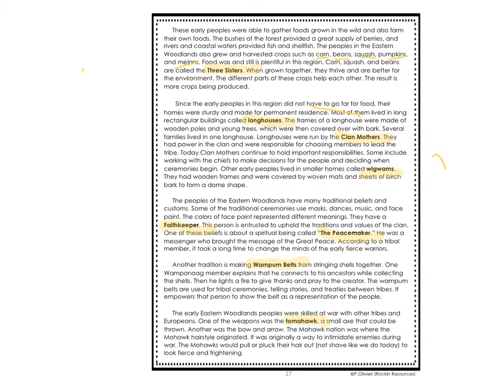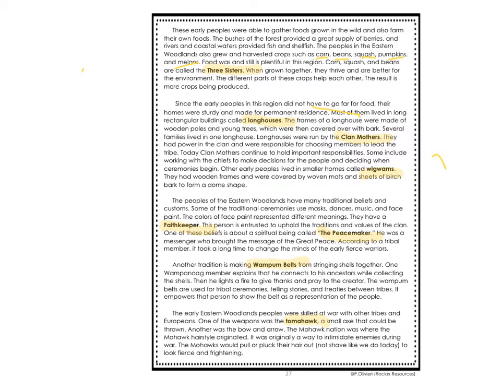Corn, squash, and beans are called the three sisters. When grown together, they thrive and are better for the environment. The different parts of these crops help each other. The result is more crops being produced.